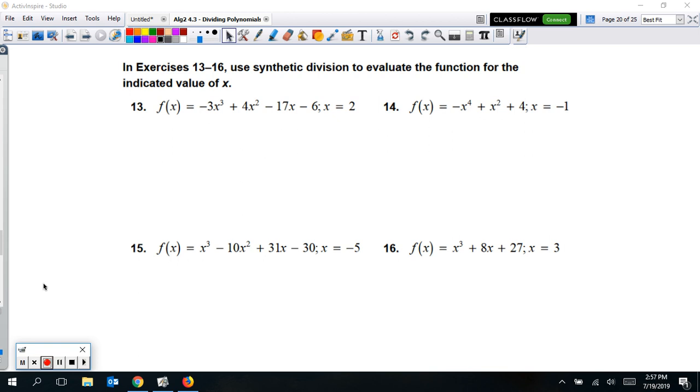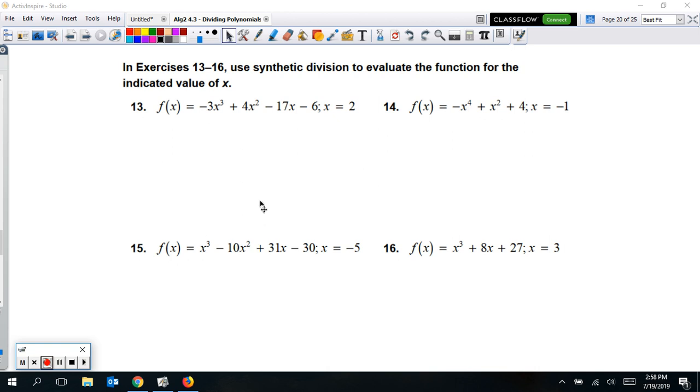Okay, so in 13 to 16, it says use synthetic division to evaluate the function for the indicated value of x. We've seen problems like this before, I think it was in the 4.1 lesson, where it gives you a polynomial function and says x equals 2, and they want you to evaluate for the indicated value of x. Normally what we do is plug in 2 and figure out what the output is. The output is our answer.